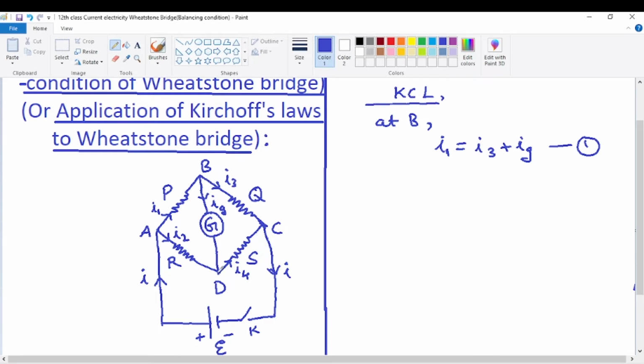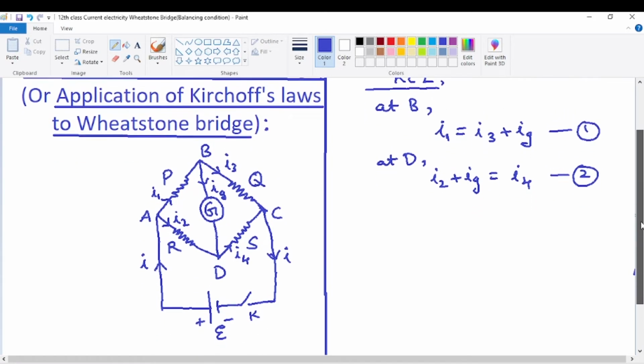Next, one more junction, junction D, involving the necessary currents related to the resistors. At junction D, two currents are entering the junction, Ig and I2. So the sum of the currents entering the junction, I2 plus Ig, is equal to the sum of the currents leaving the junction. What is the total current leaving the junction? Only a single current, I4. So I2 plus Ig is equal to I4. This is the second equation. That's how we have applied Kirchhoff's current law at the two junctions.